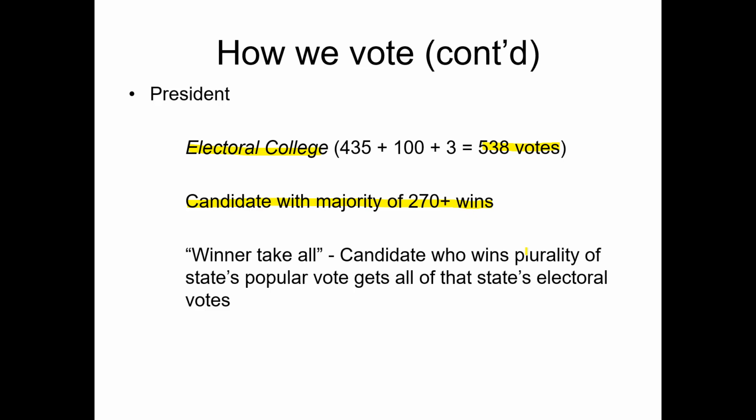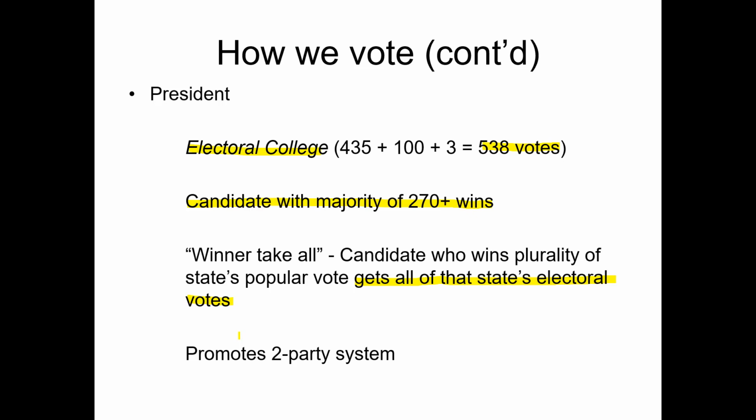The winner-take-all system has evolved over time, which means that the candidate who wins the plurality of that state's popular vote gets all of that state's electoral votes. States figured out fairly early on that this was going to be to their advantage, because the presidential candidates would pay more attention to them if they would get all of those votes in one block rather than just being divided on a portion of the popular vote, which really wouldn't make that much more difference than the popular vote anyway.